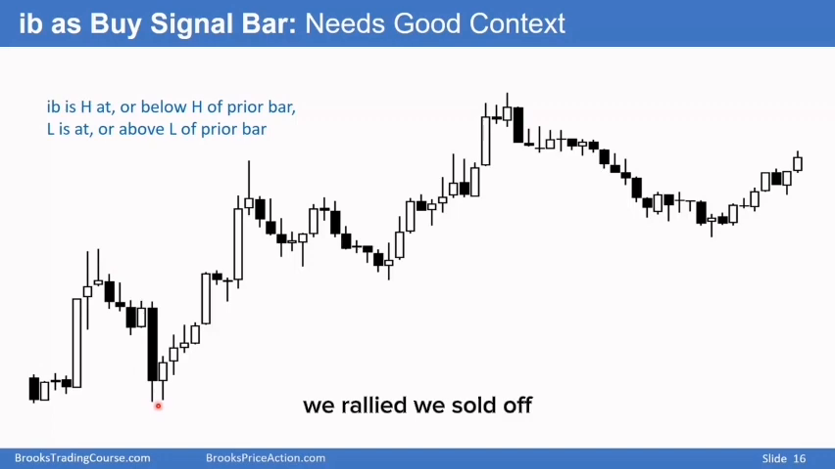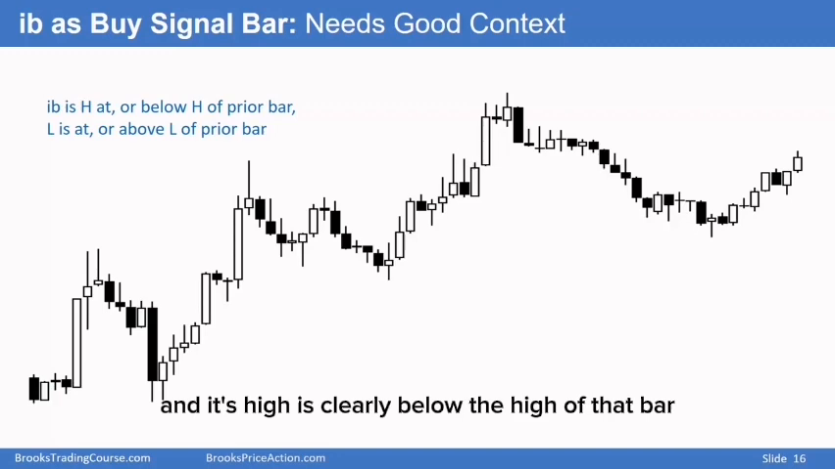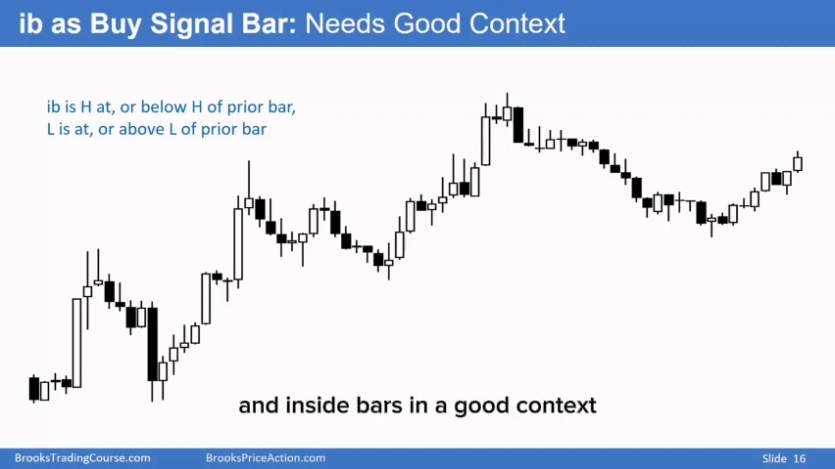We rallied, we sold off, but it looks like we're bouncing. And look at this bull bar. Its low is at or above the low of that bar. In fact, it's a little bit above it. And its high is clearly below the high of that bar. So it's an inside bar. And inside bars in a good context often are good signal bars.